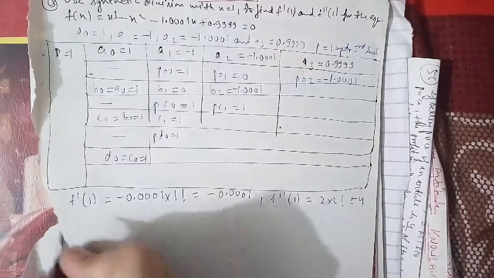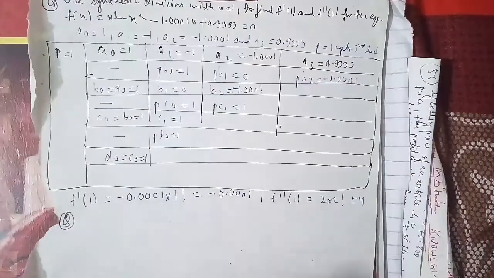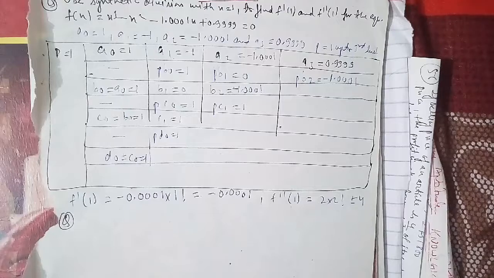We'll go ahead with another question here. The question is: find the root of the equation x cubed plus 2x squared plus 10x minus 20 equals 0 that is near 1, using the Birge-Vieta method at the end of the second iteration. We go ahead for the same.